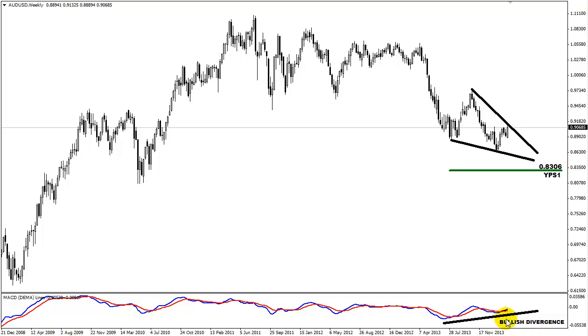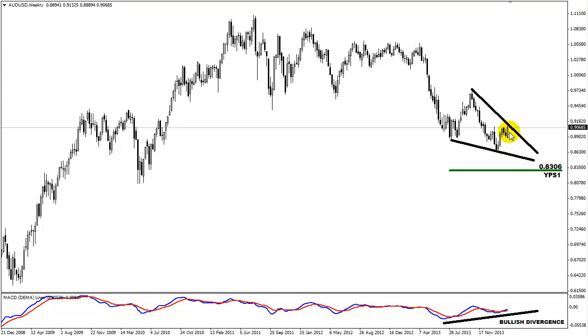Also take a look that this potential move here is accompanied by the bullish divergence on the MACD indicator, as the market is forming lower lows on the price, but the indicator is forming higher highs. And this is very typical for the development of the wedge pattern, and it adds support and more confidence for this pattern if it will be forming, of course.